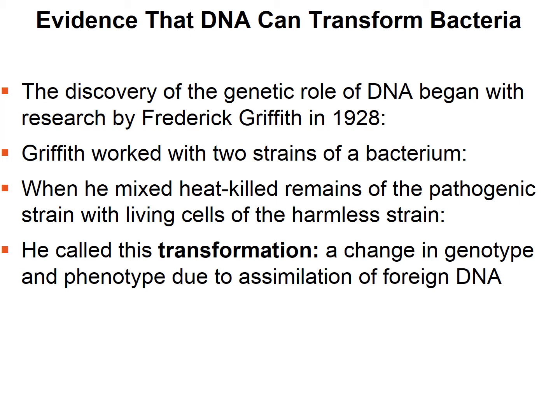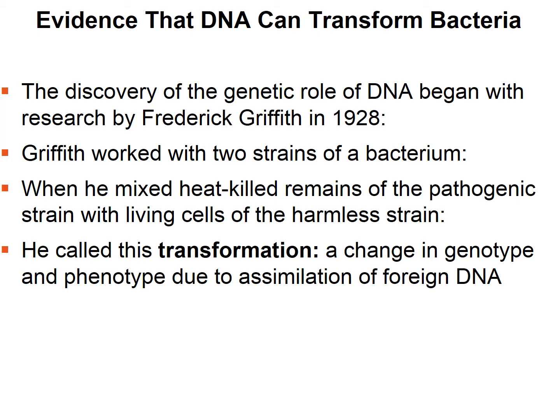Griffith worked with two strains of bacterium. One strain was pathogenic. This was represented by the letter S. This was because it produced a smooth capsule around itself, S for smooth. The capsule was able to protect the bacterium from the organism that it was invading. The other strain was harmless. This was represented by a letter R. R stood for rough because it didn't make a capsule. Therefore, an organism that was infected by the bacterium could kill the bacterium.